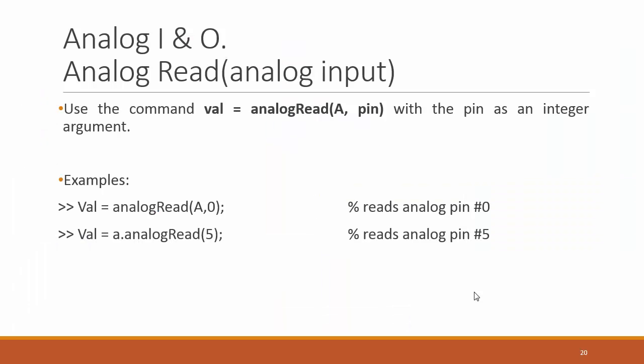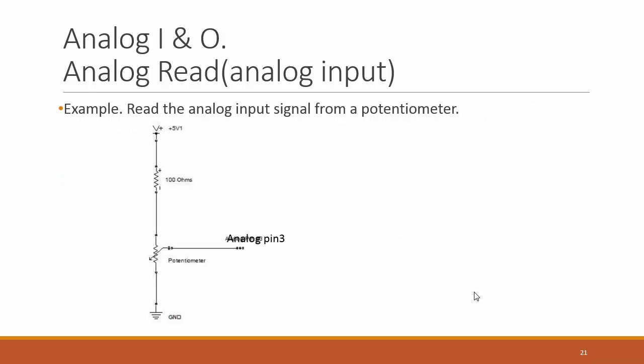The analog read task is performed in the analog port of Arduino. Use the command analog read with a pin as argument. The example shows the syntax. The returning value varies from 0 to 1023.